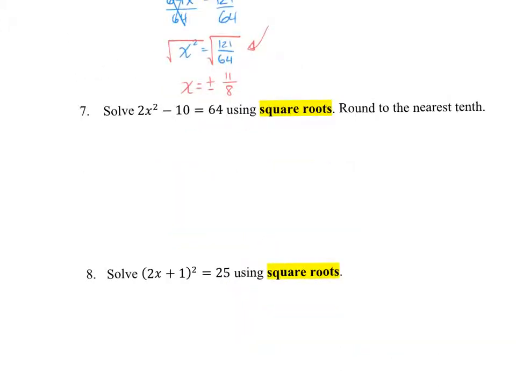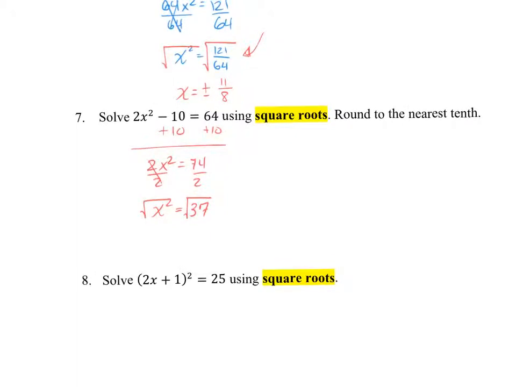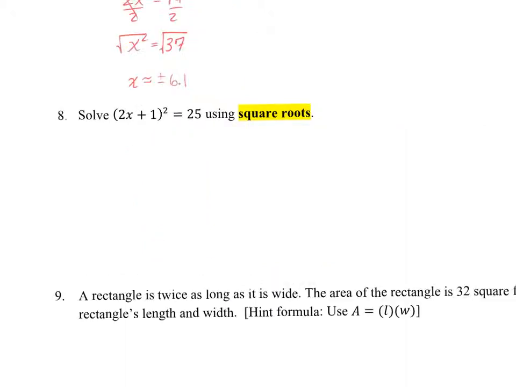So in this one, we're going to isolate x again. So we're going to add 10 to both sides. We get 2x squared equals 74. Divide both sides by 2, and x squared equals 37. And then we take the square root of each side. So x then is approximately, when we round that, plus or minus 6.1.